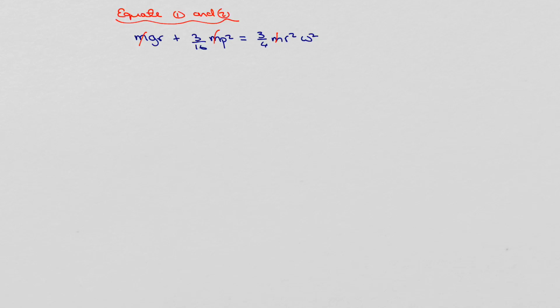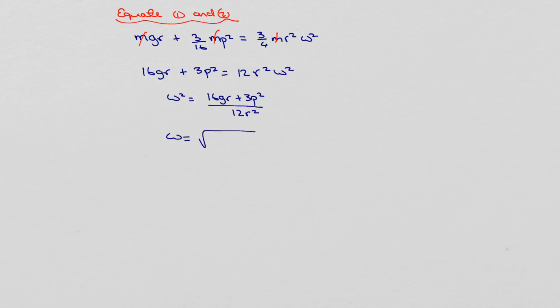And if I simplify that, what do I end up with? If we multiply everything across by 16, then I get 16 times GR plus 3p squared is equal to, 4 goes into 16 4 times, so that's 12 r squared omega squared. And if I divide everything across by 12 r squared, that gives me 16 GR plus 3p squared over 12 r squared. And then I just need to get the square root of both sides.